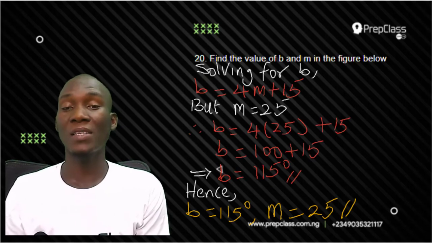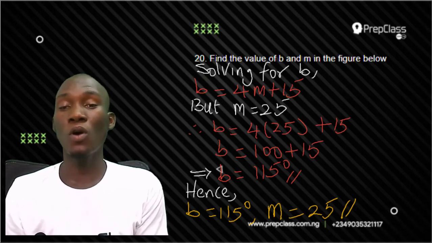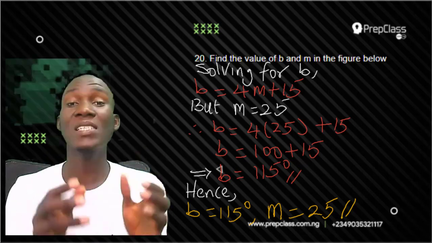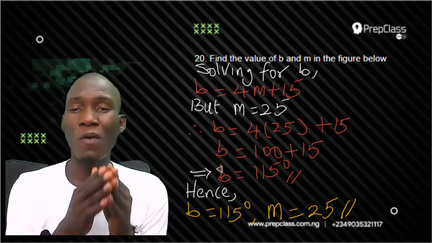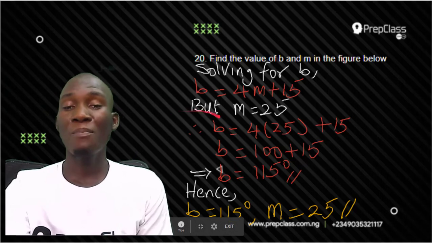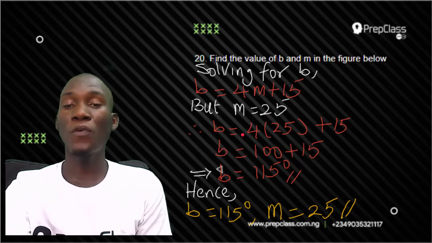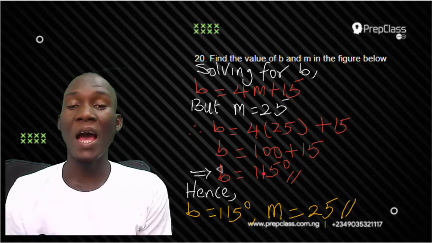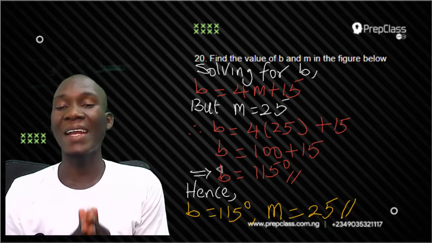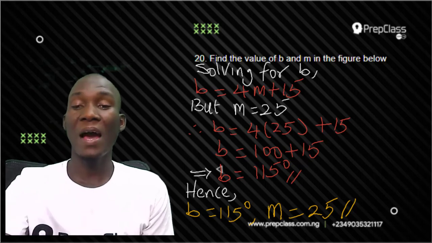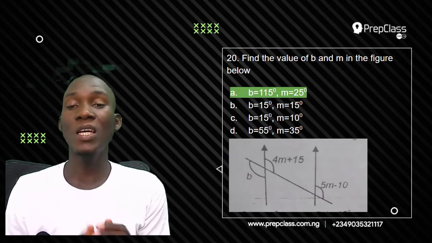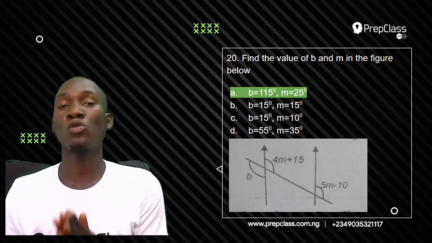So we'll move to the next part, which is solving for b. b is equal to 4m plus 15. That is vertically opposite angles. So we know that our m is 25. So we say b is equal to 4 into bracket, m is now 25, plus 15. So 4 times 25, that is giving us 100. So 100 plus, we have 15 here, so 100 plus 15. Therefore, b is equal to 115. So we have that b is 115 degrees and m is equal to 25. And the correct option is option A. b equals 115 degrees, m equals 25.